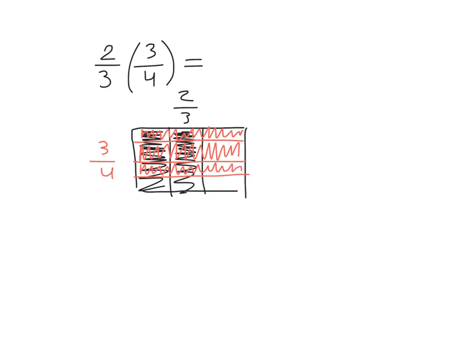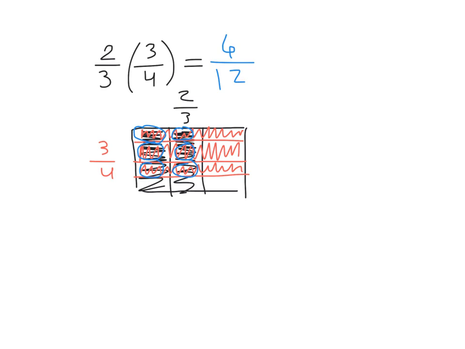So if we think about it, well, wait a second. If you're taking 3/4 of 2/3, where do the values overlap? Well, they overlap 1, 2, 3, 4, 5, 6 places. Well, if you think about it, 2 times 3 is 6, 3 times 4 is 12. So in other words, 2/3 of 3/4 is technically 6/12.